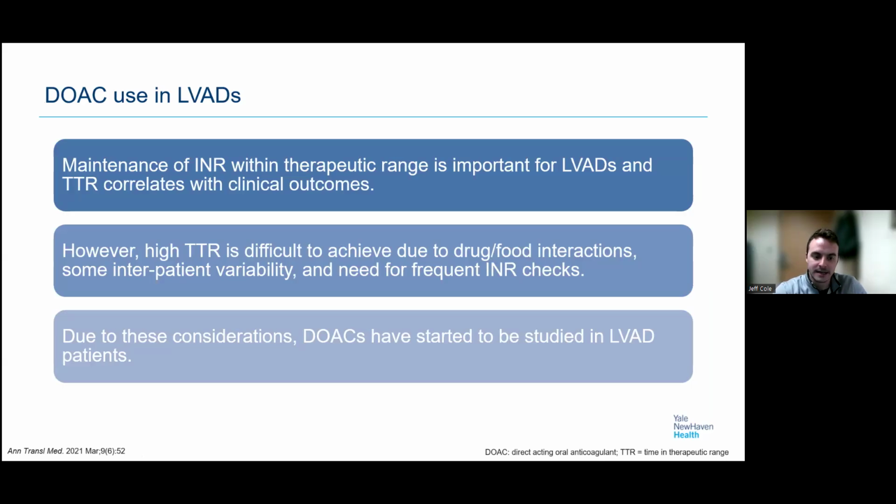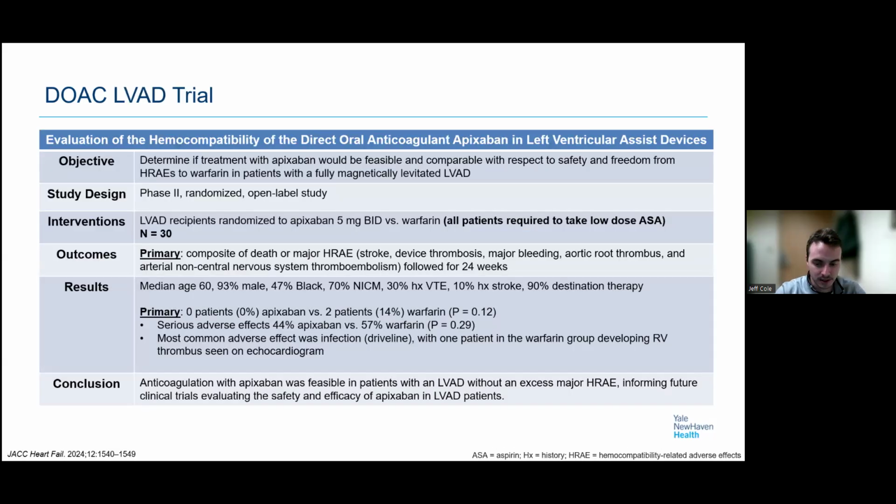But high TTR is very difficult to achieve. Warfarin has a lot of drug and food interactions, there's some interpatient variability, and there's also a need for frequent INR checks. Due to these considerations, DOACs have started to be studied in LVAD patients. I'm going to talk about 3 studies that have previously looked at apixaban.